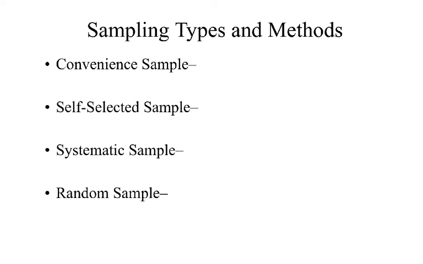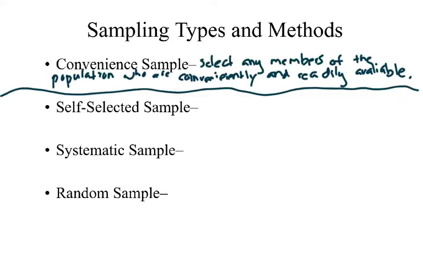So first off, a convenience sample is where we select any members of the population who are conveniently and readily available. For example, if I was trying to find the average height of high school students and I took the students in my classroom and found their average heights, that would be a convenience sample, because you guys are right there.